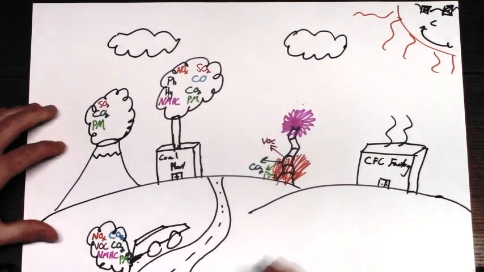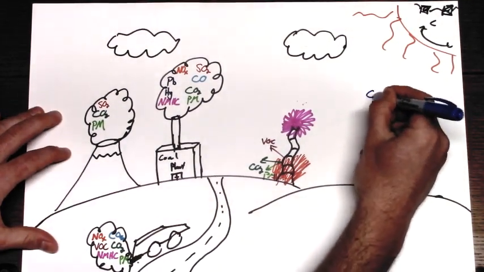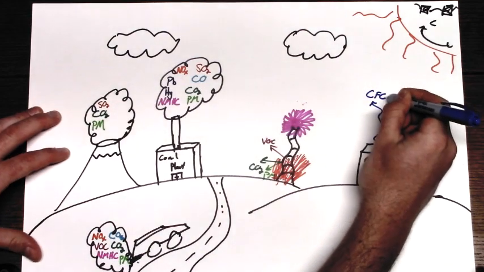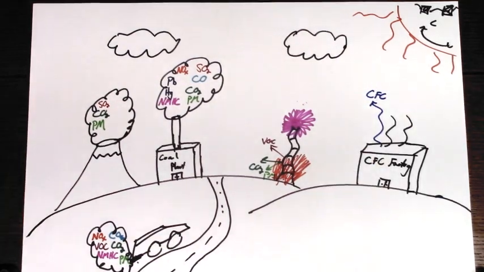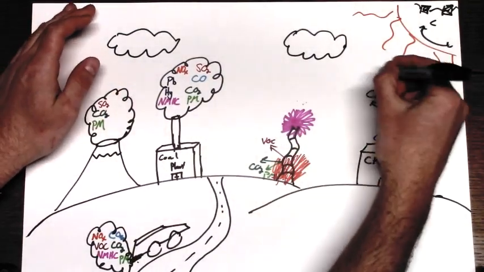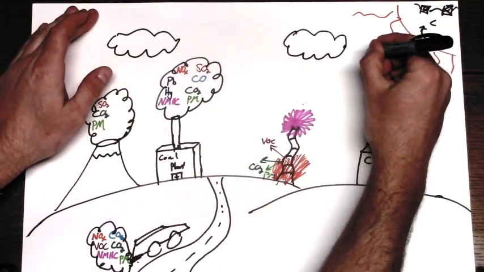So we can add our CFCs over here. CFCs are coming out and being released into our environment. As this happens, the CFCs are going to degrade our ozone. So now we're moving into some of our secondary reactions. In this case, the CFCs are going to react way up high with our stratospheric ozone layer.